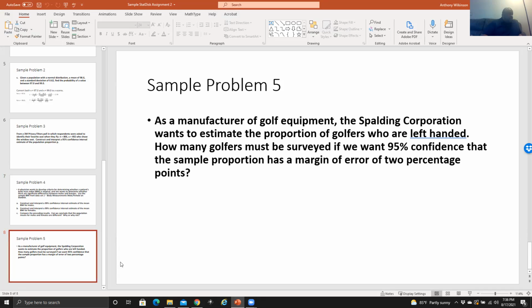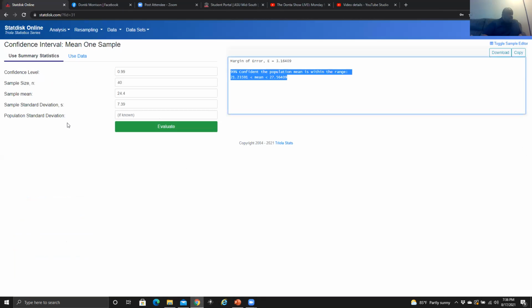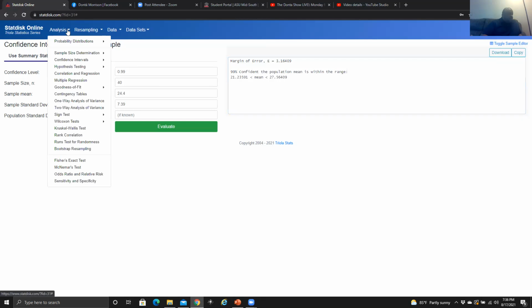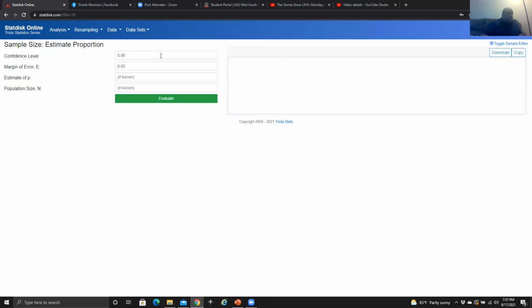Now we can find the sample size determination through StatDisk as well. So let's go back to StatDisk. Now we're going to go to analysis. Underneath that, you're going to see something called sample size determination. Click on that. Now we're dealing with a proportion, by the way, so we need to select the one that says estimate proportion. All right, confidence level, you're given 95% as a default, or 0.95. But if it was 90, you'd type in 0.90, or for 99%, it'll be 0.99.